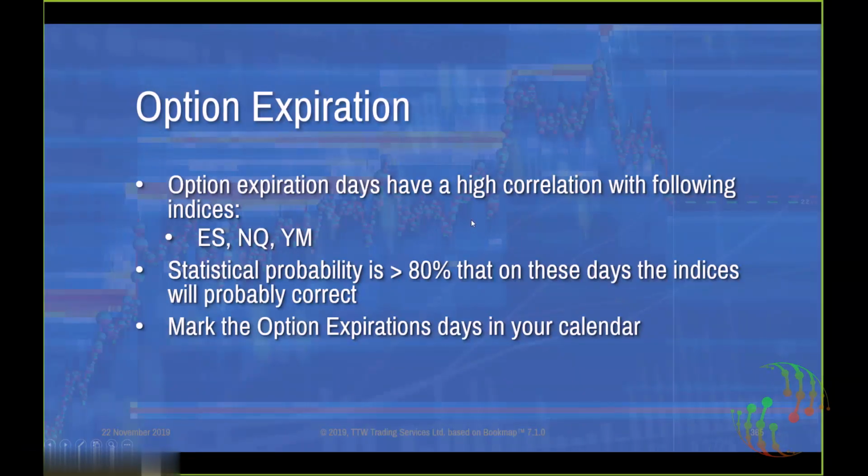Option expiration, before we come to the end, is a nice point you should keep in mind and put on your calendar, because option expiration days have a high correlation with the following indices: ES, NQ and YM. Statistically, the probability is greater than 80% that on these days the indices will probably correct. Mark the option expiration days in your calendar. It's only a reminder, you know. It's easy to put the option expiration.